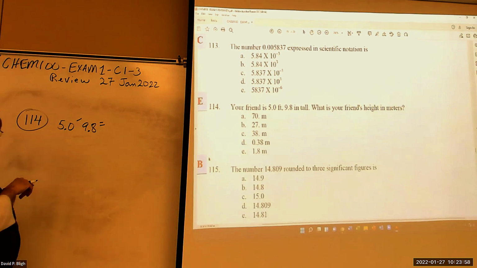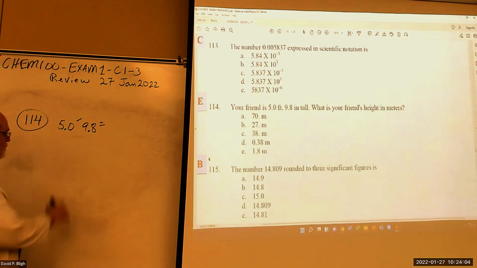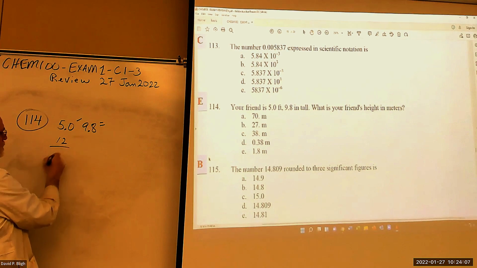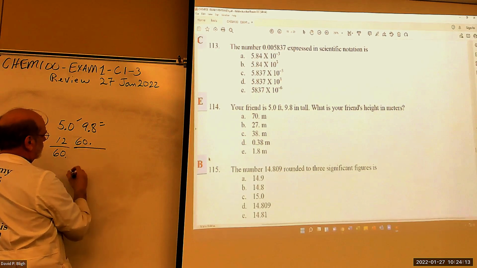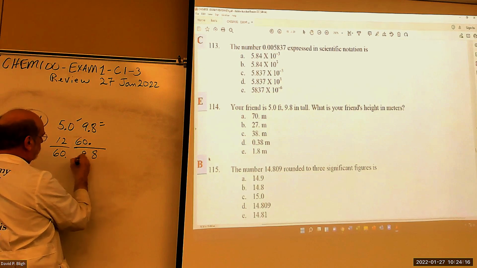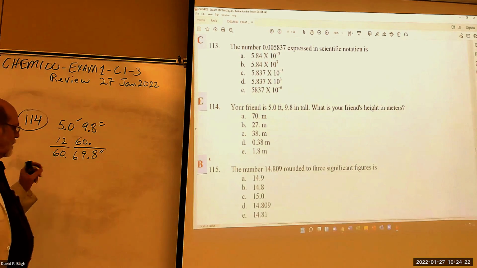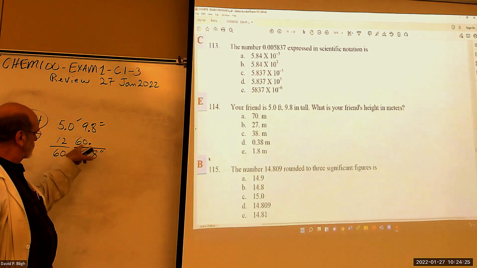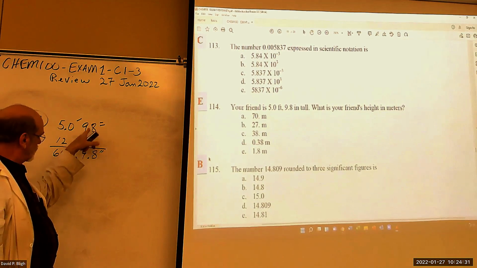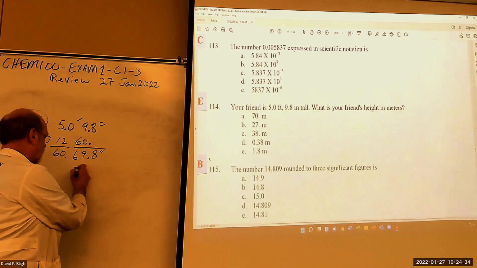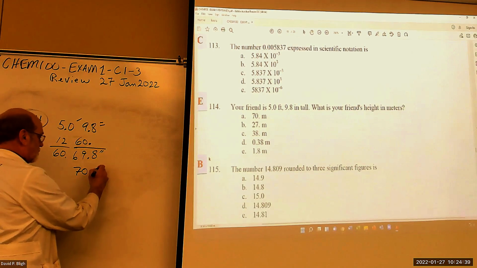So 5 feet is 60 inches, 12 inches per foot. And so we have 60 plus 9.8 inches. Now, I just violated a rule because this 60 has two significant figures here. So line up the decimals, that means it's really only 70 inches.